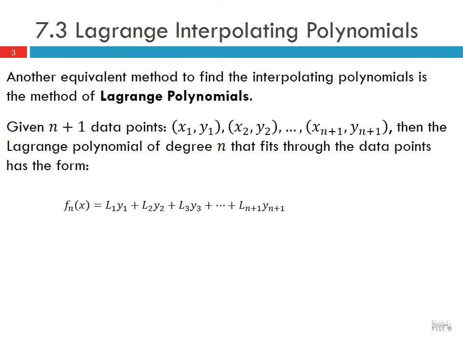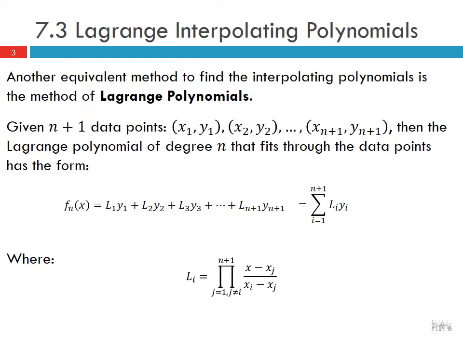So given n plus 1 data points, as shown here, the Lagrange polynomial of degree n that fits through the data points has this form. So fn of x is equal to L1y1 plus L2y2 plus L3y3 up to Ln plus 1 yn plus 1, which is equal to the sum, as i goes from 1 to n plus 1, of Li yi.